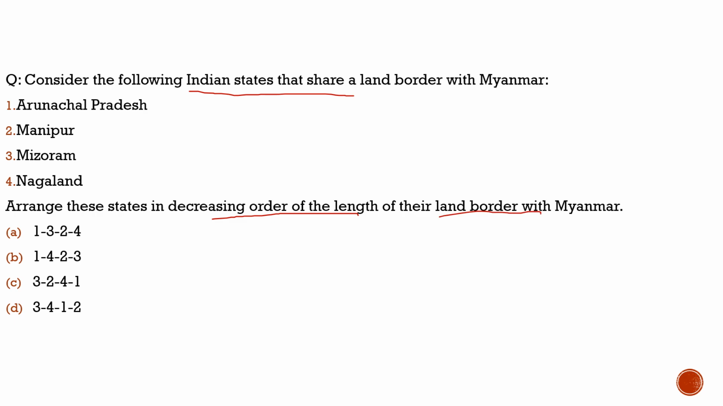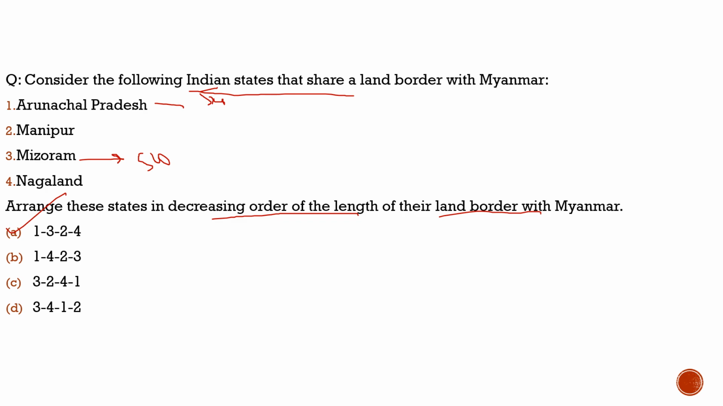First, it is Arunachal Pradesh, 100%. It comes at the top. It shares a land border with Myanmar. What is the length? It is approximately 520 kilometers. So this stands at the top. After Arunachal Pradesh, it is Mizoram, which stands second, and it shares 510 kilometers. So here only we could establish the answer. The answer would be option A, because we know the first and second terms.